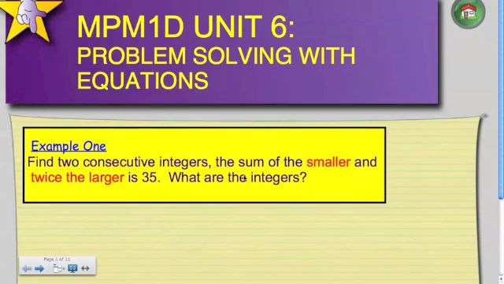Raise your hand if you've already finished Unit 6. Okay, so if you finished Unit 6, it's okay, because this will be a good review to help you before your test, okay? Because a lot of these questions are going to appear again.